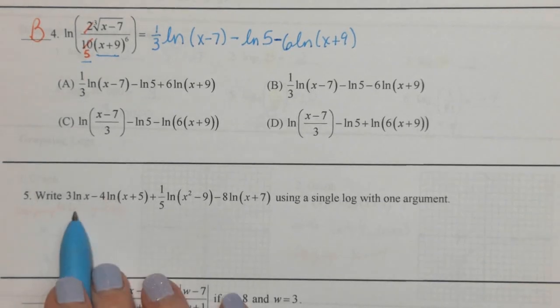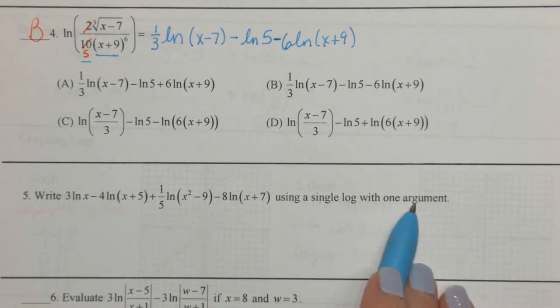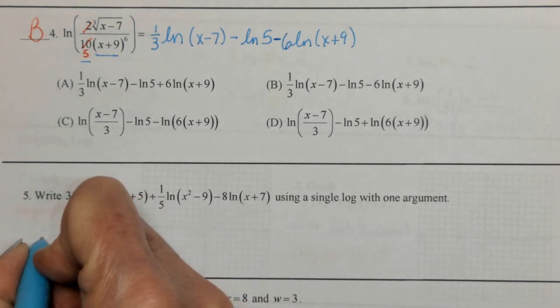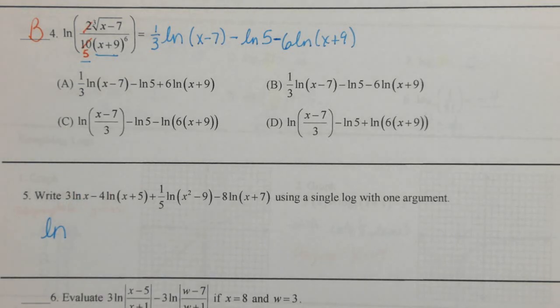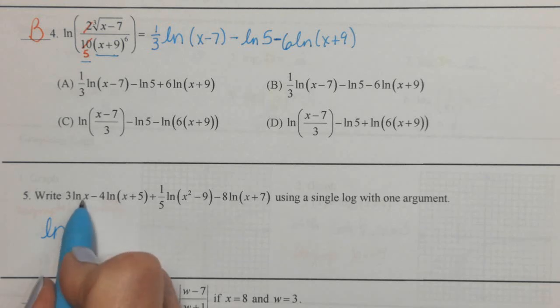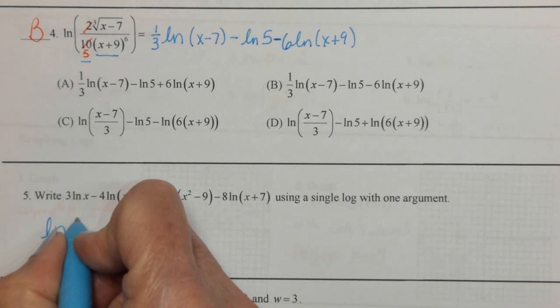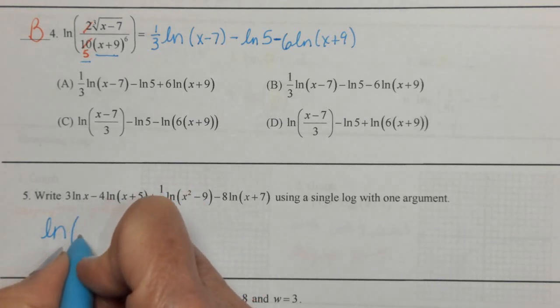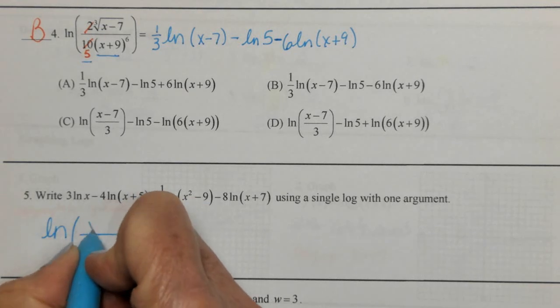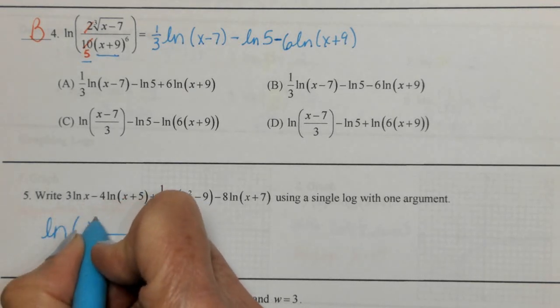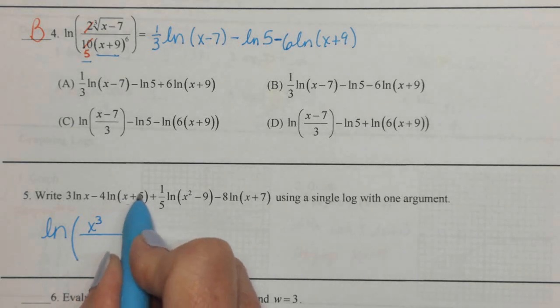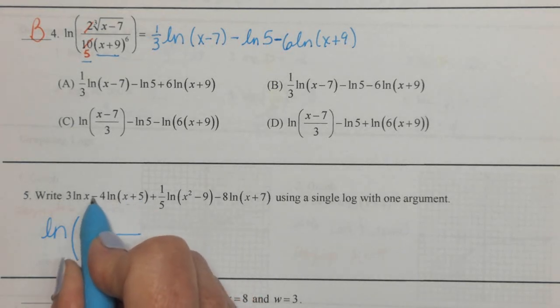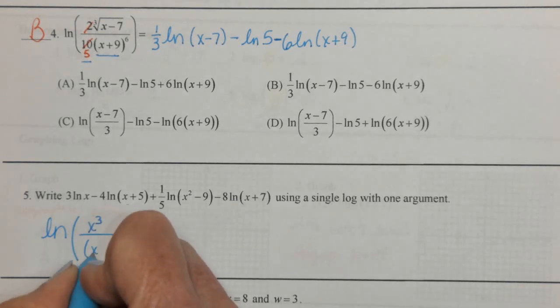Let's write this expression using a single log with one argument. That single log has to be ln because that's every log there. The first term is positive, so what I'm about to write is going to go into the numerator. I do see some negative logs, so I know I'm going to have a denominator. I'm going to write the first thing here. X is going to be x to the 3rd power. Here we have x plus 5 to the 4th power. It's in the denominator because we have a negative log.